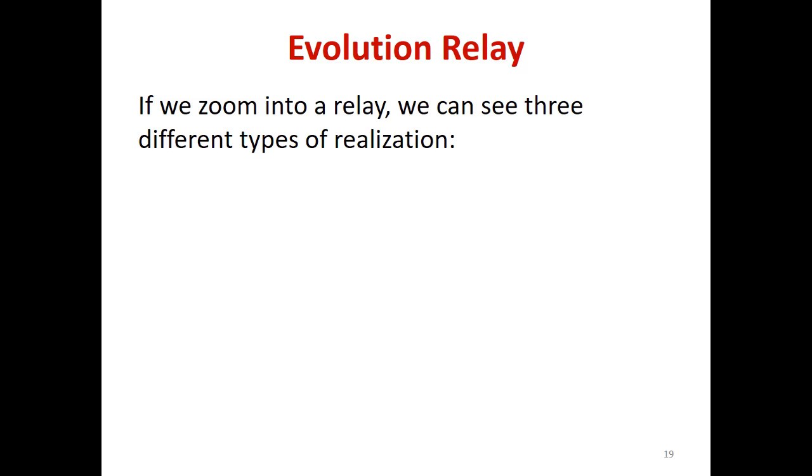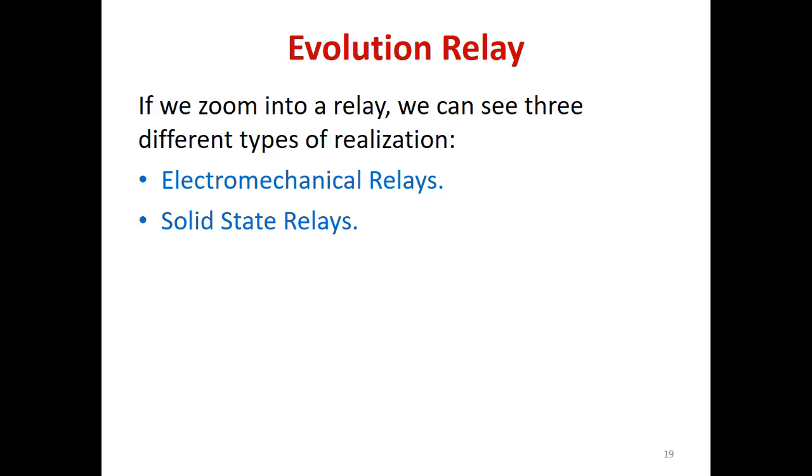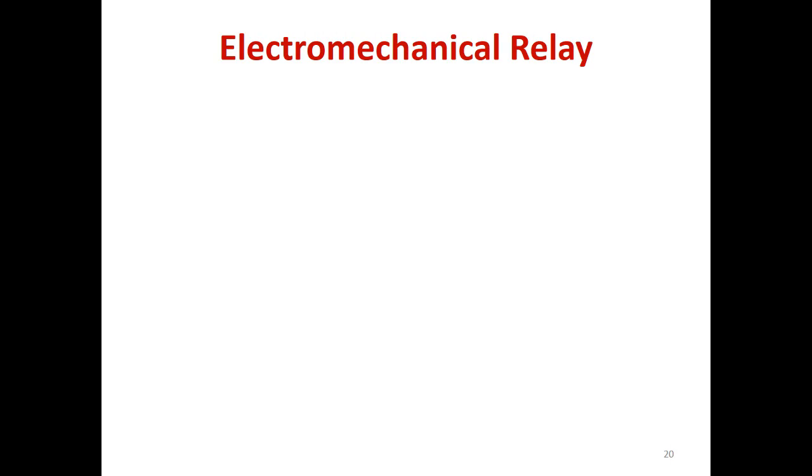We'll see now the evolution of the relay, how relays have evolved, and finally now we have numerical relays. If we zoom into a relay, we can see three different types of realization. First, the electromechanical relay, second, the solid state relay, third, the numerical relay. We'll talk about these three relays one by one: electromechanical relay, solid state relay, and numerical relay.